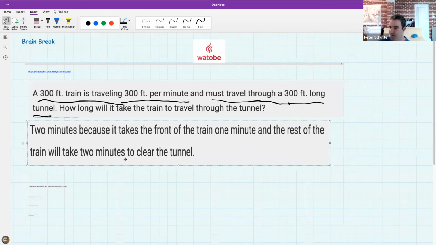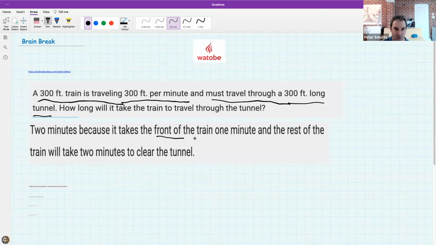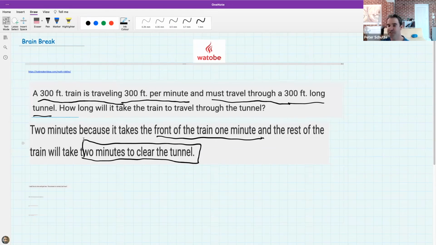Why does it take 2 minutes, everyone? It takes 2 minutes because the front of the train takes 1 minute, and the rest of the train will get through it after another minute. And so in total, it will take 2 minutes to clear the tunnel. So the first minute will be getting the front of the train through. The second minute will be about getting the rest of the train through. And so the answer will be 2 minutes.